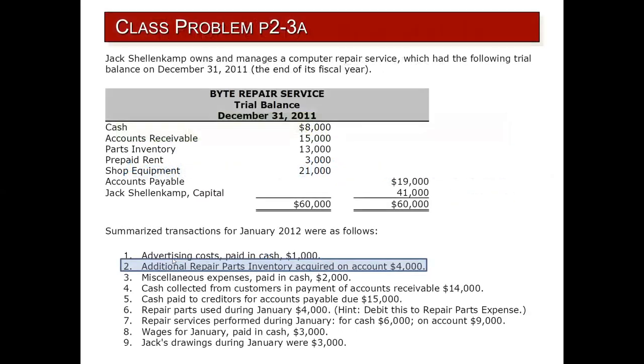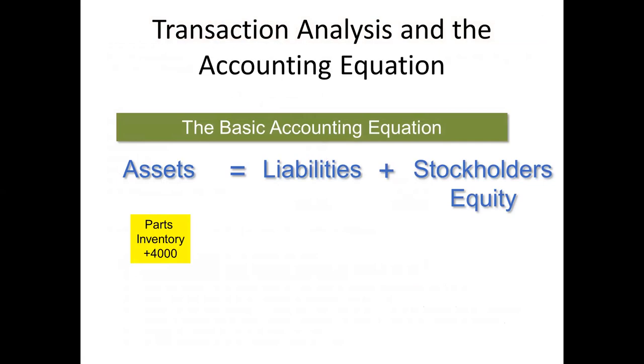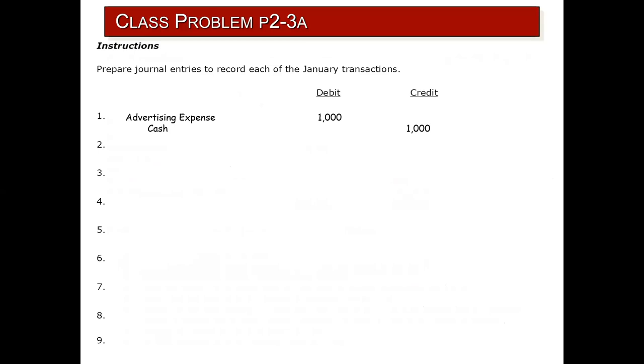Remember what it said, right? Additional repair parts inventory acquired on account, $4,000. That's the key word right there, account. It didn't say cash, it said account. So that automatically should tell you this is a liability transaction where we're going to increase the asset and we're going to increase liability. So how would I record that? What would I debit? What would I credit? Anybody? Okay, debit inventory, credit accounts payable.